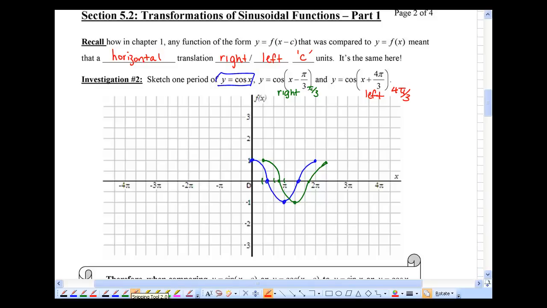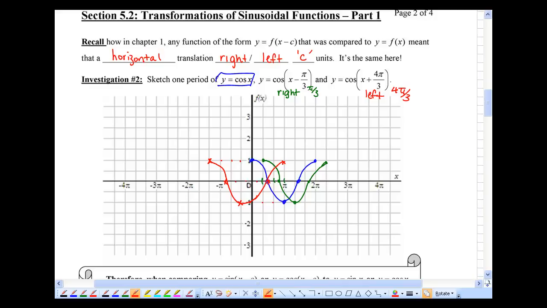Going left 4 pi over 3 means I think I go, let's see, 1, 2, 3, 4 pi over 3 to the left. So that's 4 to the left. Sketch. Okay, there you go. There are your sketches.